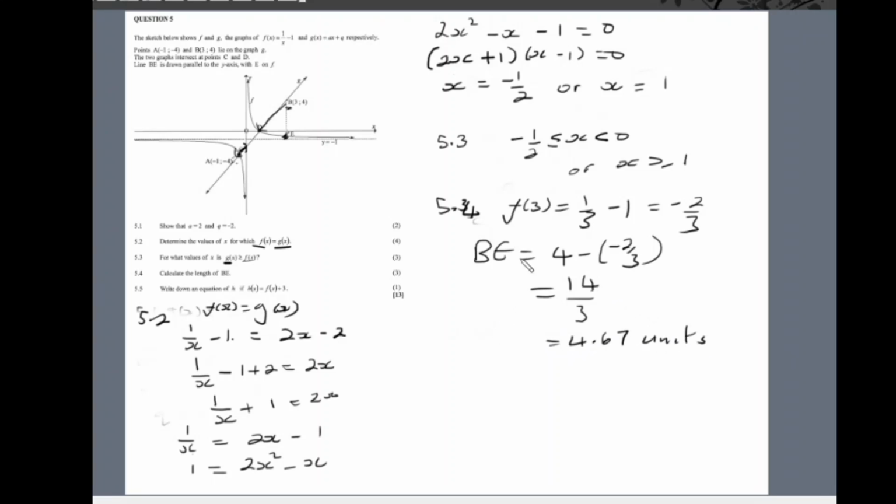Now going on to 5.5, we need to write down the equation for h of x equals f of x plus 3. H of x, not f of x. So h of x equals f of x plus 3. We know f of x is 1 over x minus 1, and when we add 3, we get 1 over x plus 2. And then we are done with question 5.